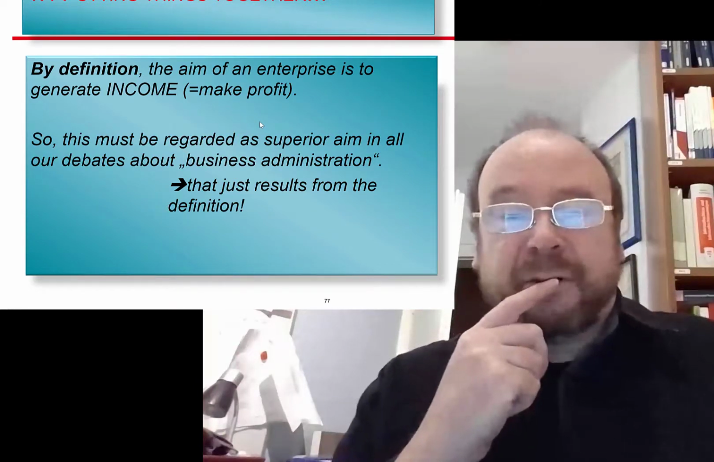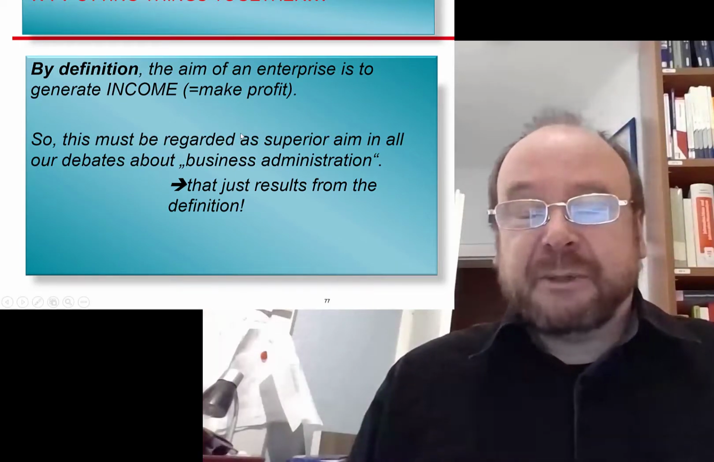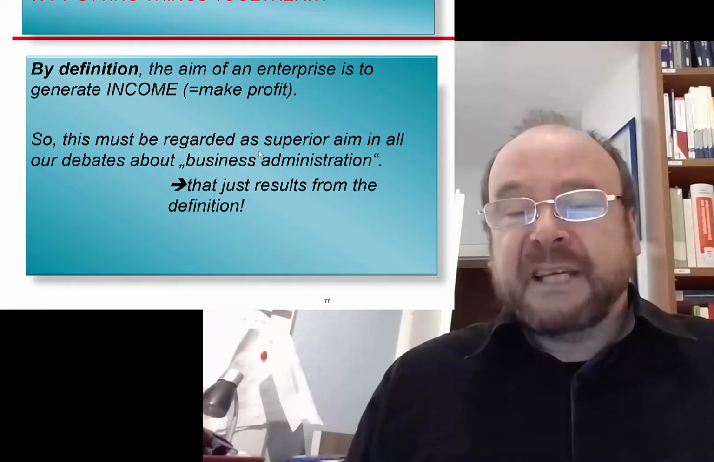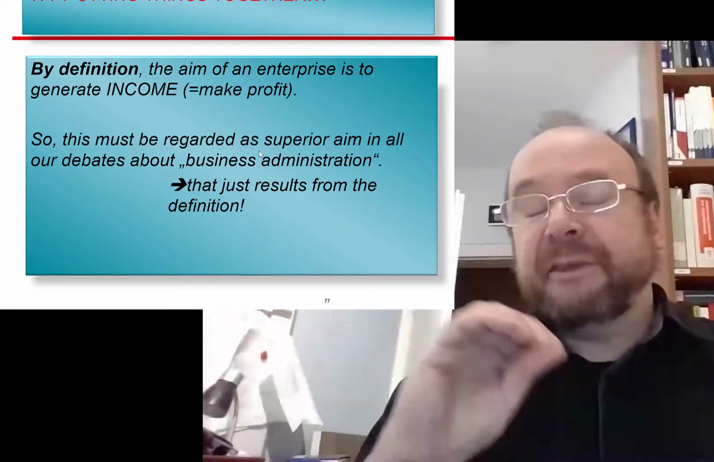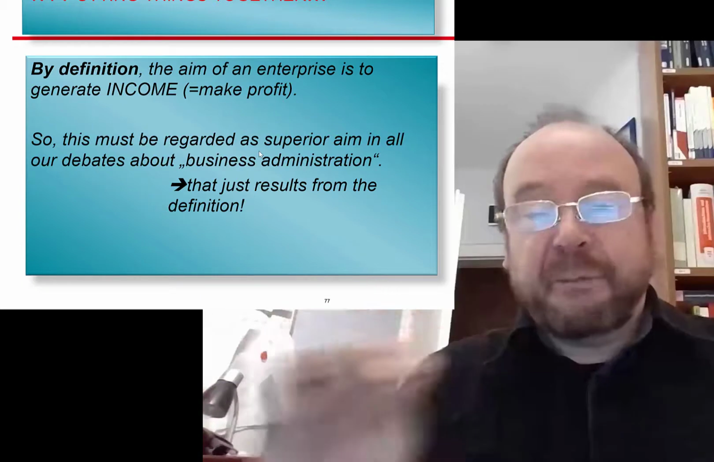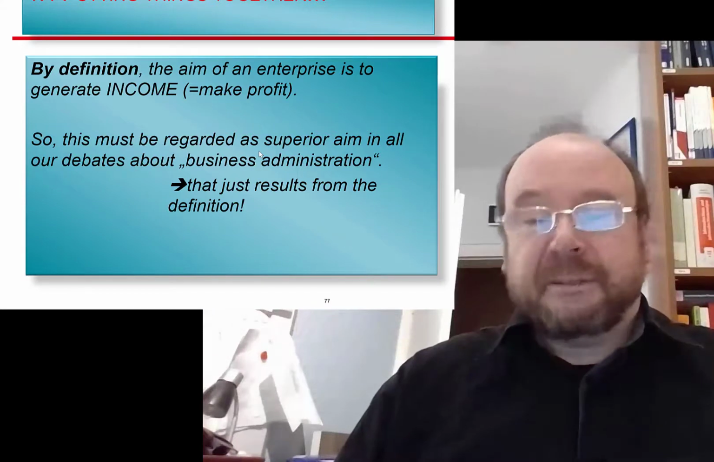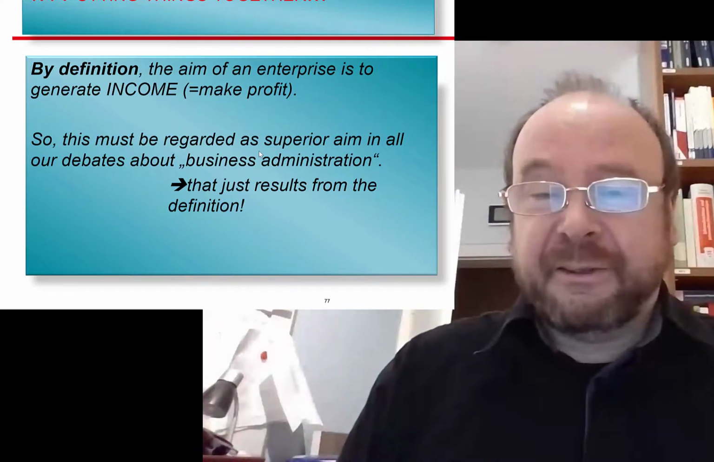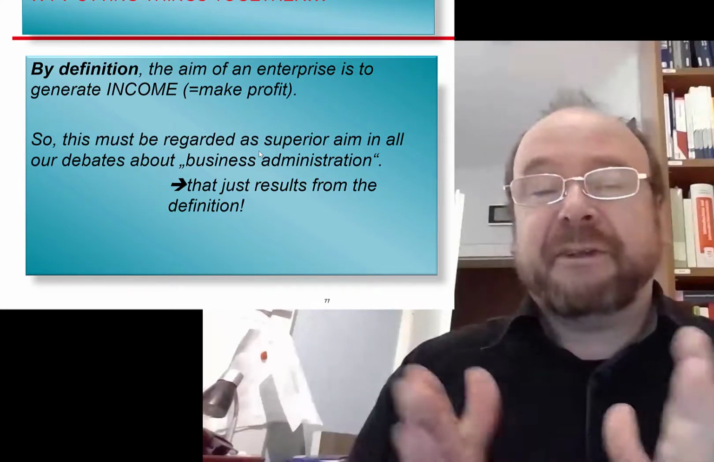So, if we put that all together, then we see that by definition, enterprise has to generate income, and that business administration, if a business wants to generate income by definition, then the aim of a business, the only aim which every business must have in common, will be generating income. Not because that's given by nature or God, but only because we define the institution business as an institution which should have the aim to generate income.